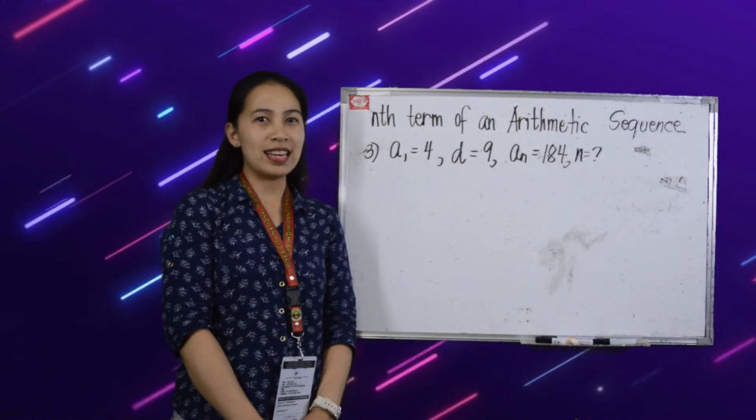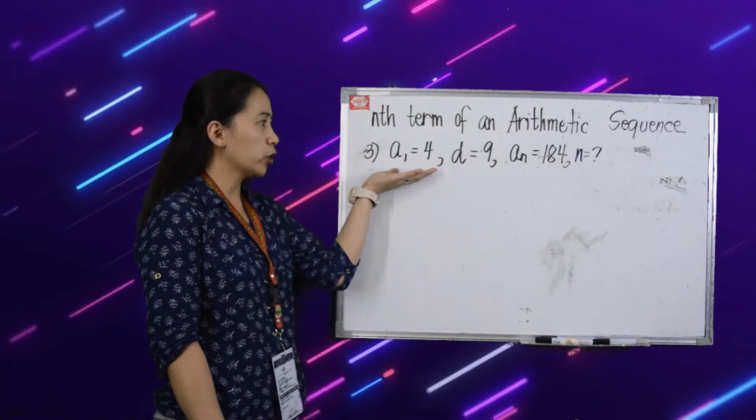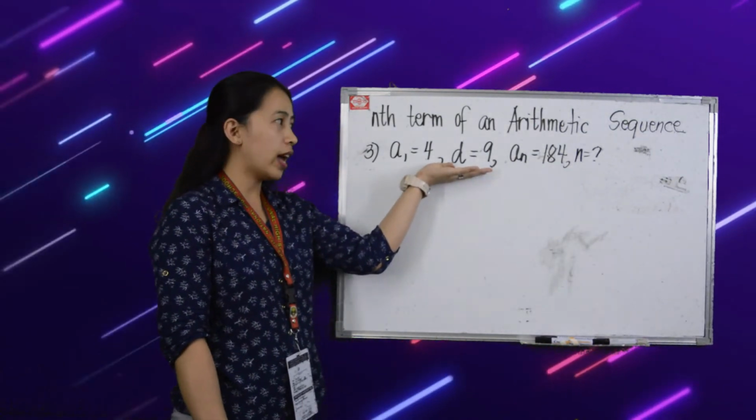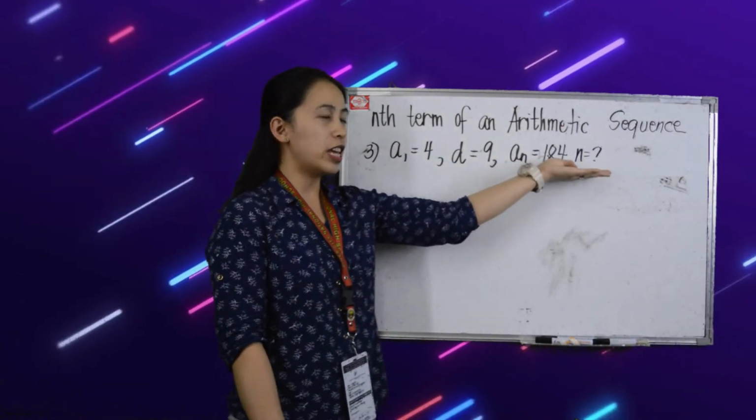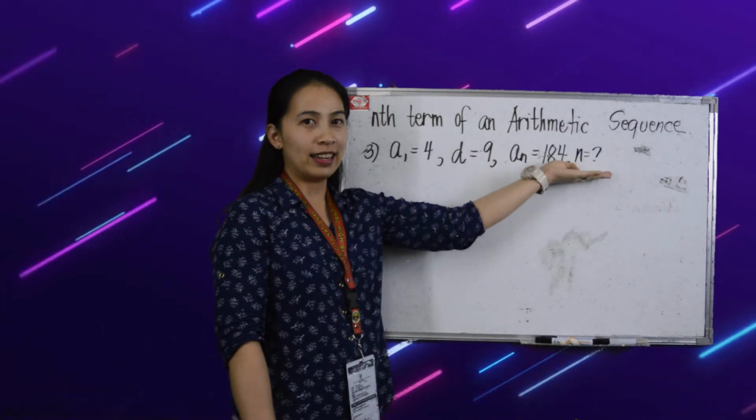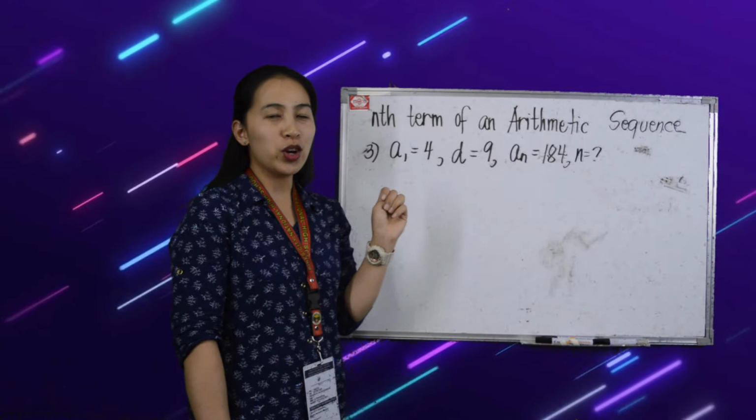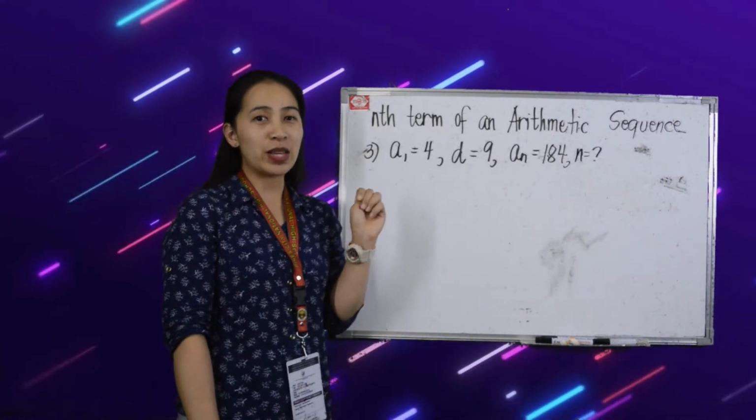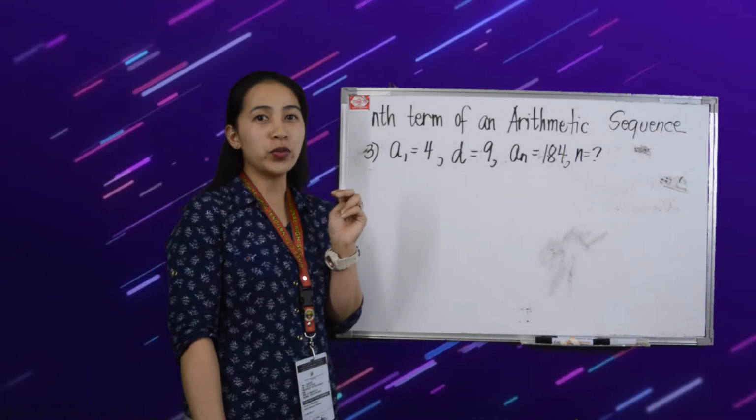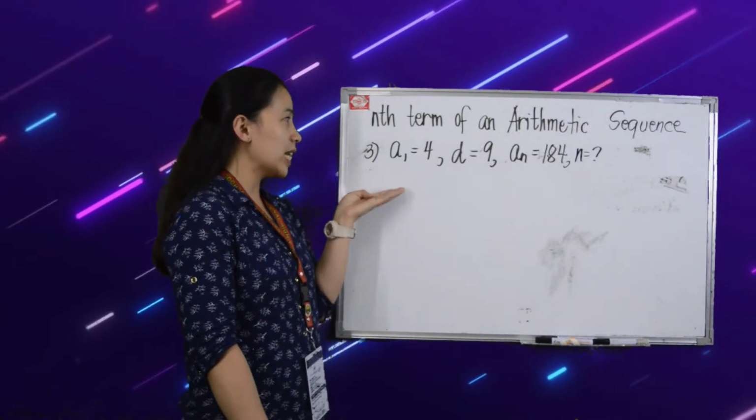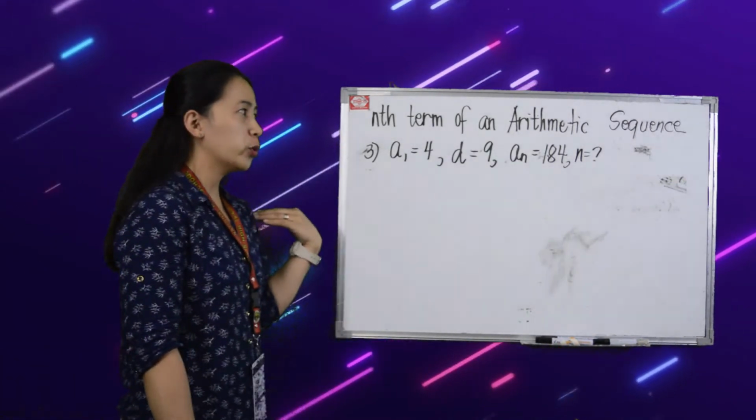Example number 3. We are given a sub 1 is equal to 4, d is equal to 9, a sub n is equal to 184, and the unknown is n. If we recall, in example number 1, we looked for a sub n. In example number 2, we looked for the value of d, or the common difference. This time, we are looking for n. So how are we going to do it?